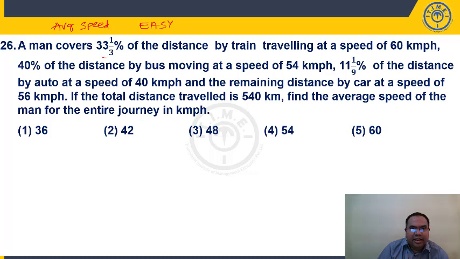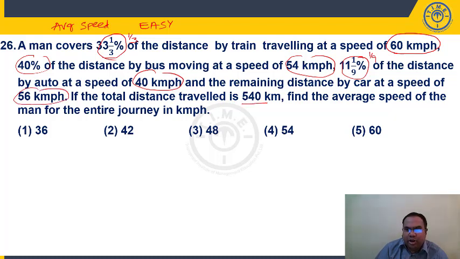A man covers 1/3 of the distance by train traveling at a speed of 60 kilometers per hour, 40% of the distance by bus moving at a speed of 54 kilometers per hour, 1/9 of the distance by auto at a speed of 40 kilometers per hour, and the remaining distance by car at a speed of 56 kilometers per hour. If the total distance traveled is 540 kilometers, find the average speed of the man for the journey in kilometers per hour. Average speed is equal to total distance traveled by total time taken.